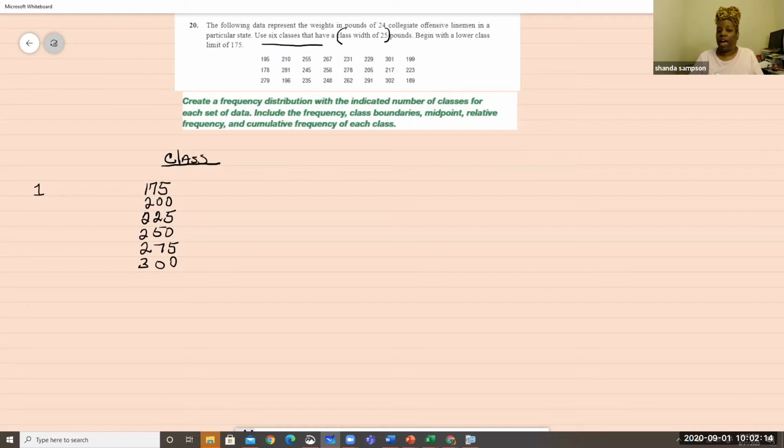So 175, and what do we go up to? Well, it's 175 to 199. Remember, these classes can't overlap. Why? Because the numbers can't go into the same class. Then you got 224, and then we got 249, and then we got, remember, we're backfilling, 274, and then we got 299, and then what's going to be here?